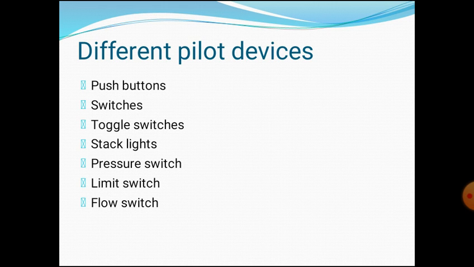Pressure switch. The switch may be designed to make contact either on pressure rise or on pressure fall. Limit switch. It is an electromechanical device that consists of an actuator mechanically linked to a contact. Flow switches. Flow switches are devices that monitor a flow and send a signal to other devices like pump for protection.